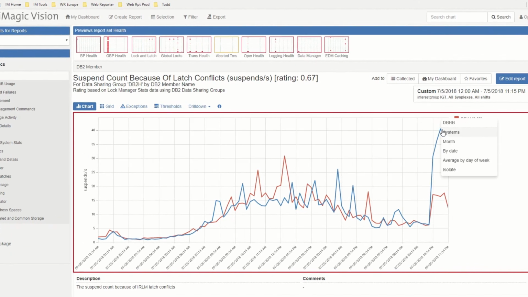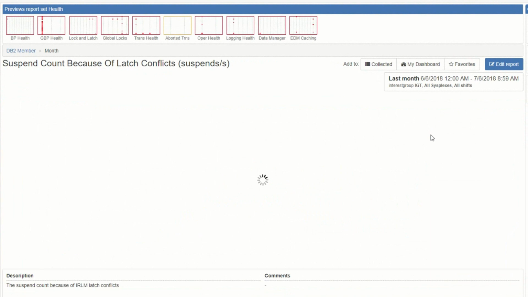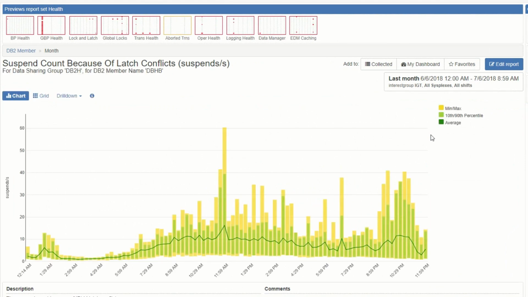So now let's drill into that member, and again, we can take advantage of the trending capabilities that are available throughout the IntelliMagic Vision product. So this is for the last month. The green line is the average value. The green bars are the 10th and 90th percentile intervals within that time by time of day, and then the yellow bars are the absolute mins and maximums. And so we can see there's quite a bit of this latch conflict activity happening in this member across this time period throughout the month that's collected here.